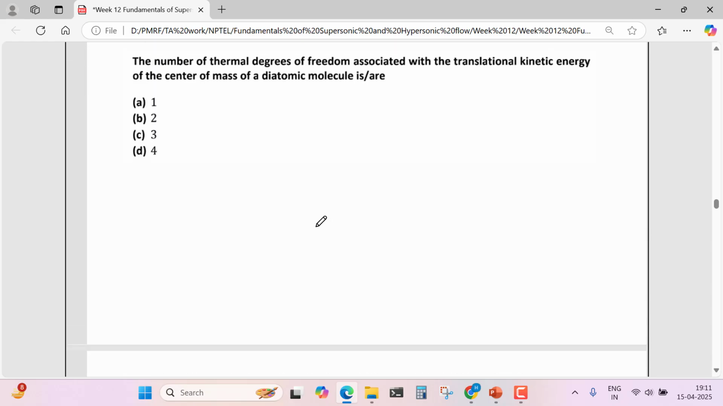Now we'll see the next problem. The number of thermal degrees of freedom associated with the translational kinetic energy of the center of mass of a diatomic molecule is or are: option A 1, option B 2, option C 3, option D 4. So that is one diatomic molecule, and we have to tell how many degrees of freedom are possible for the translational kinetic energy of the center of mass. So what will be the answer?